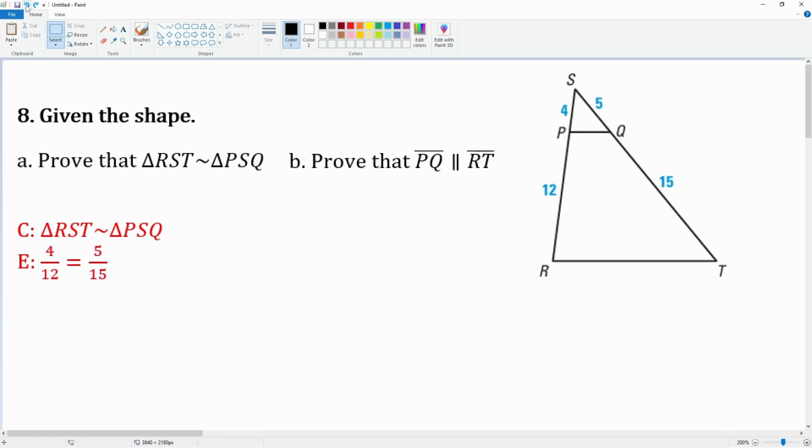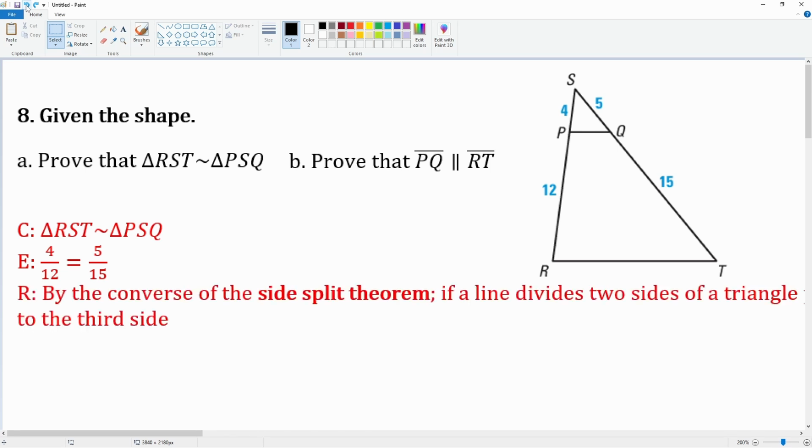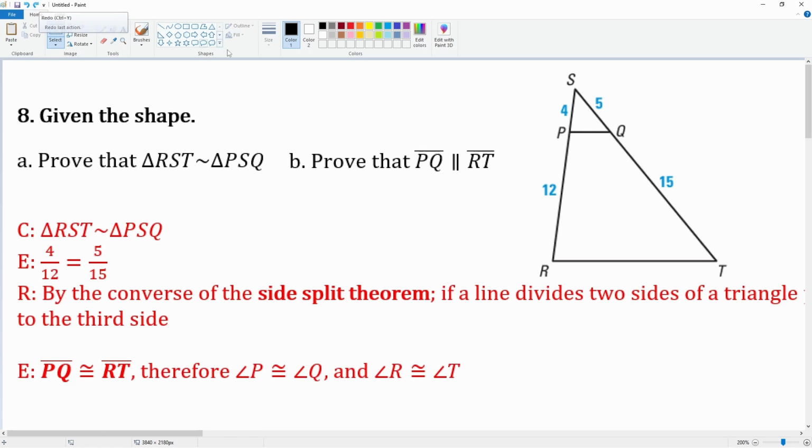I set up this proportion, 4 over 12 is equal to 5 over 15. I set that up, okay? But what's the point of that? Here's the explanation. Well, based on the converse of the side splitter theorem, if a line divides two sides of a triangle proportionally to the third side, I can then say that they're parallel, right? PQ, no, this should be the parallel symbol. Sorry, I'm going to fix that, right?